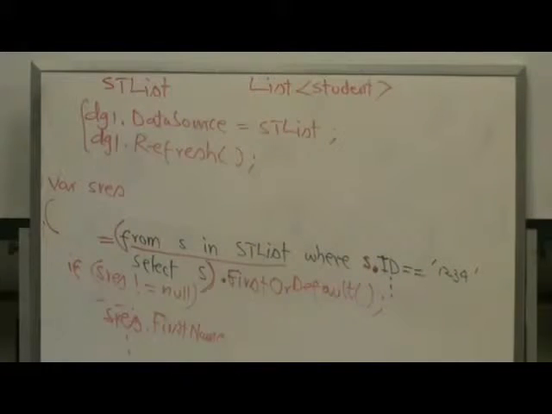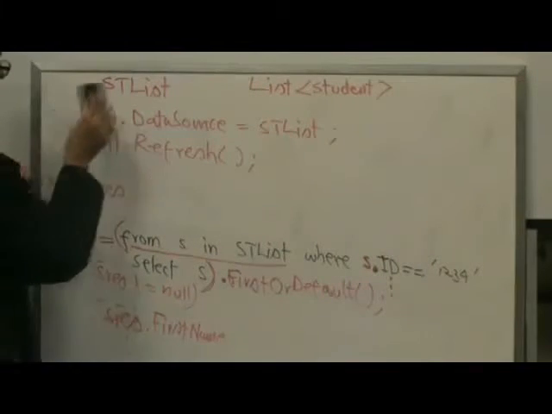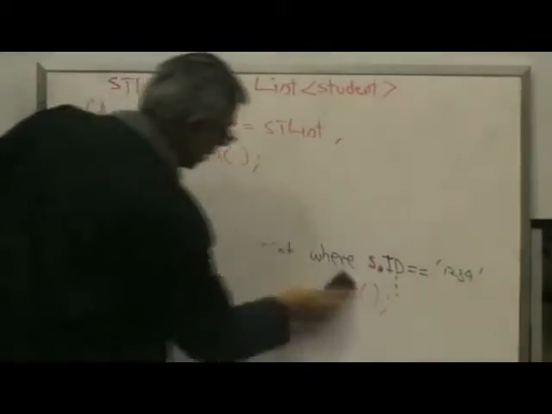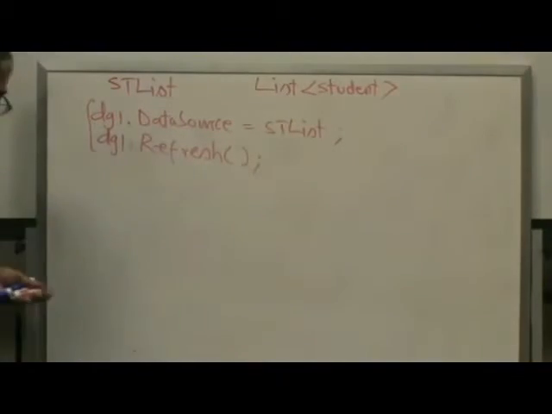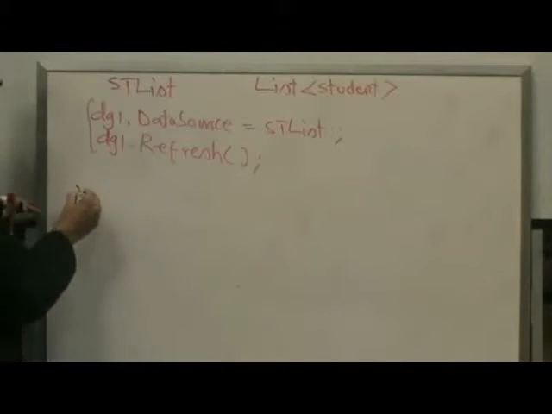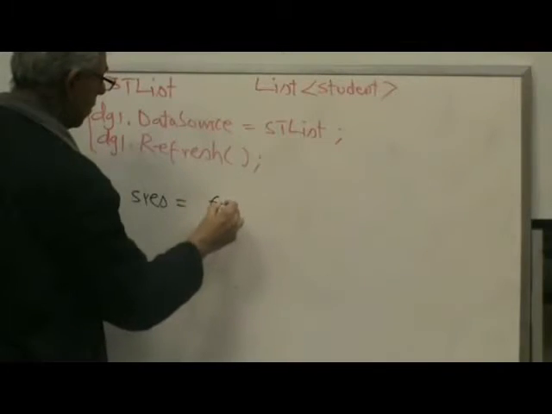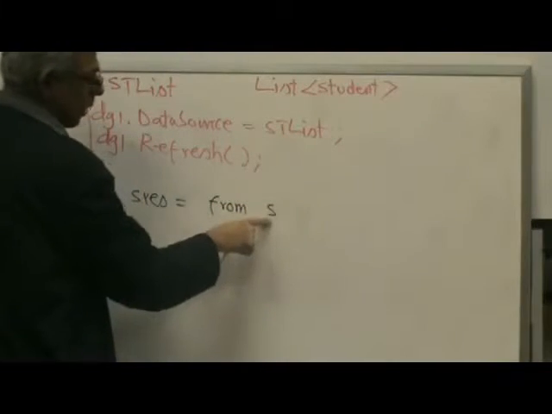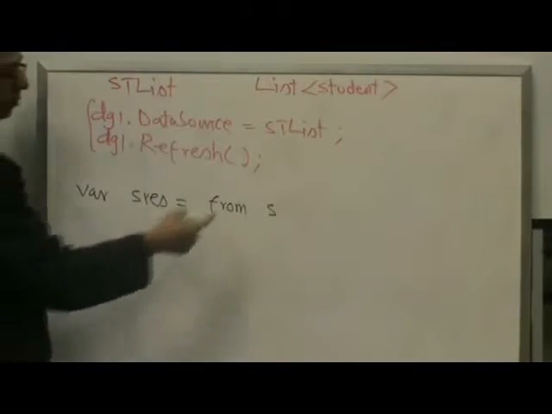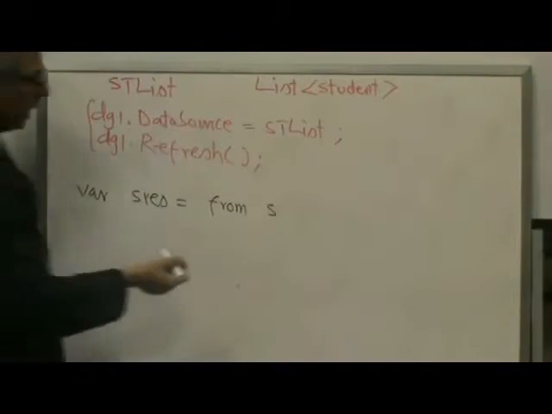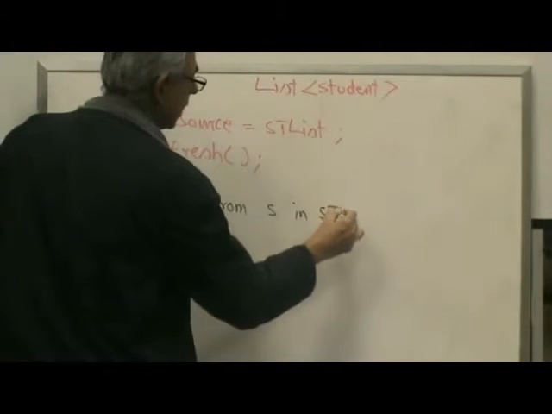Okay, what if you wanted to filter the students so that only those students, let's say, whose ID is between a certain range? Okay, so now let's write var sres equal to from, and by the way, whatever variable you pick is your choice. So you can pick S, ST, S1, whatever you feel like. S in ST list.